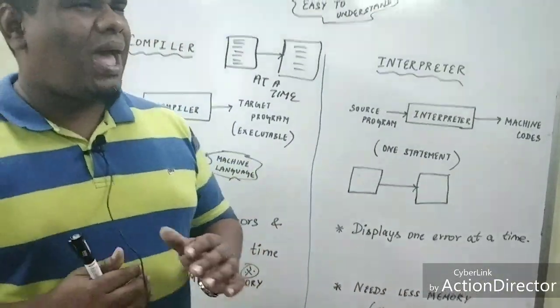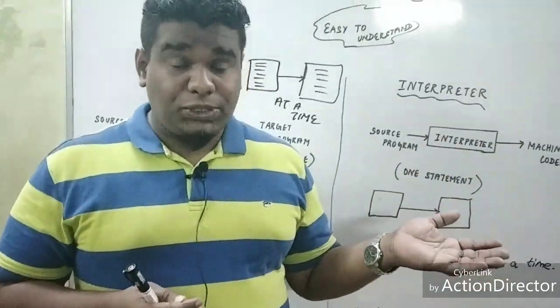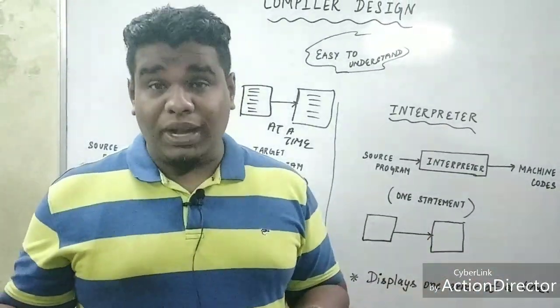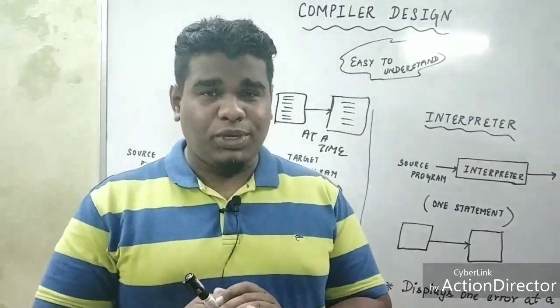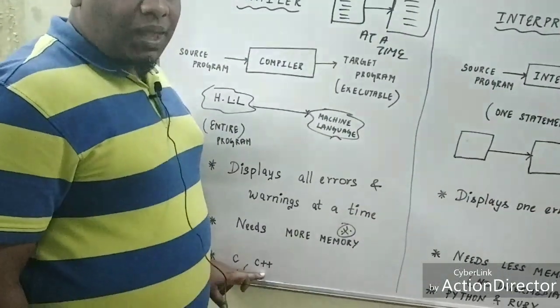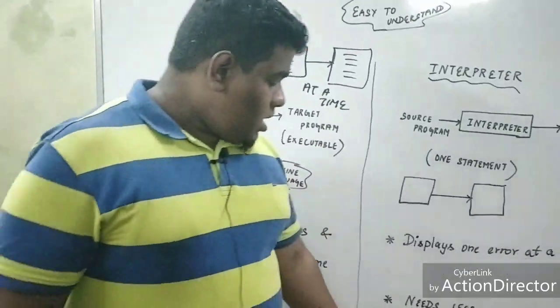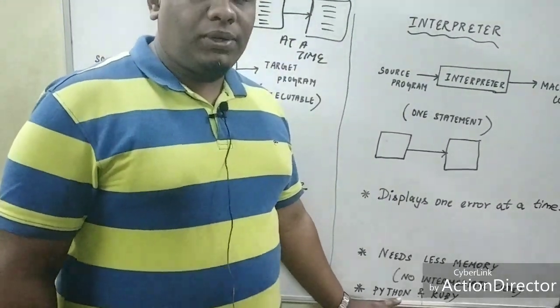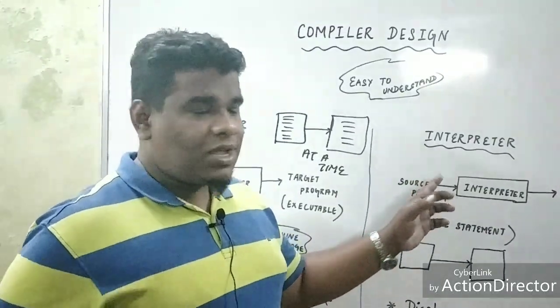Now you might have the doubt like, which programming languages use compilers and which programming languages use interpreters. So I have a few examples for you. The programming languages like C and C++ use the compiler, and the programming languages like Python and Ruby use the interpreter concept. So that's all.